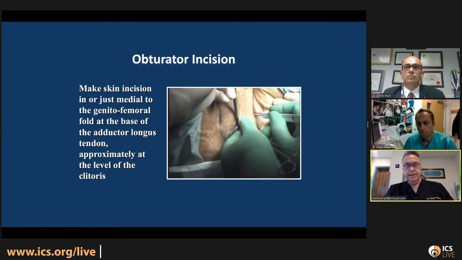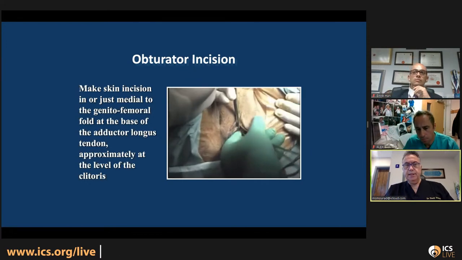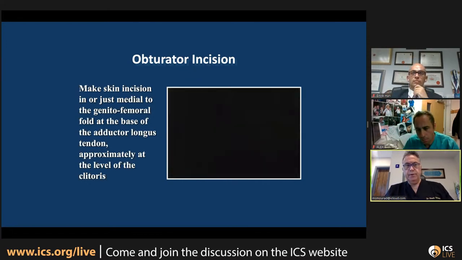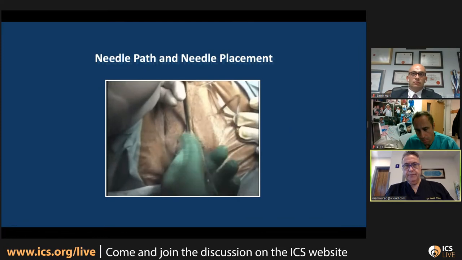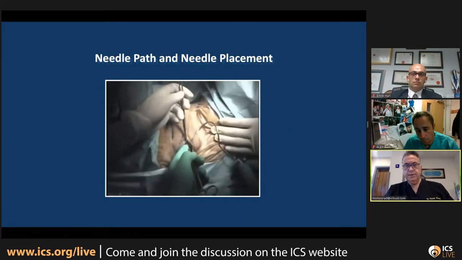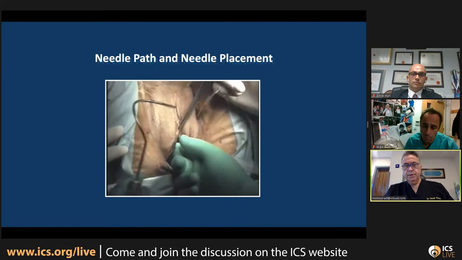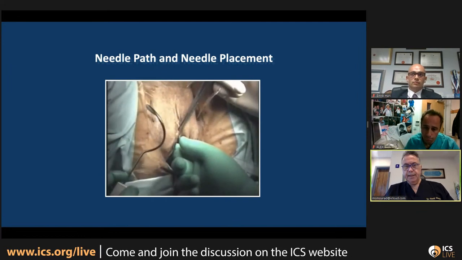Make another skin incision in or just medial to the genitofemoral fold at the base of the adductor longus tendon, approximately at the level of the clitoris again. Then you pass the tip of the needle through this incision towards the tip of your finger inside.